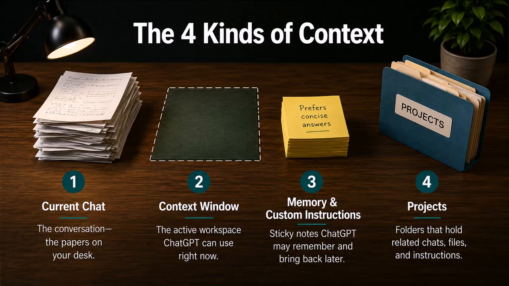Here is the simple version. There are 4 kinds of context or memory. You can think of them like separate buckets of information. 1, the current chat. 2, the context window. 3, memory and custom instructions. 4, projects. These are related, but they are not the same thing. Most confusion comes from treating them like one magical memory bucket.